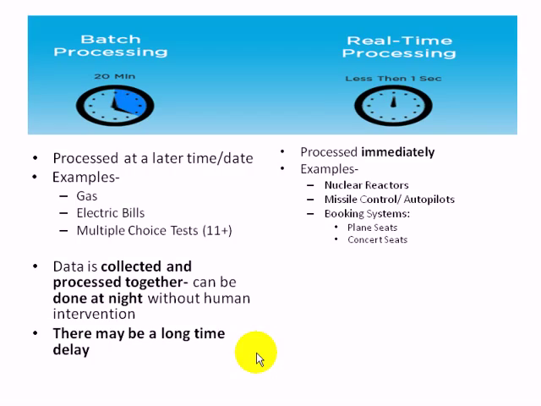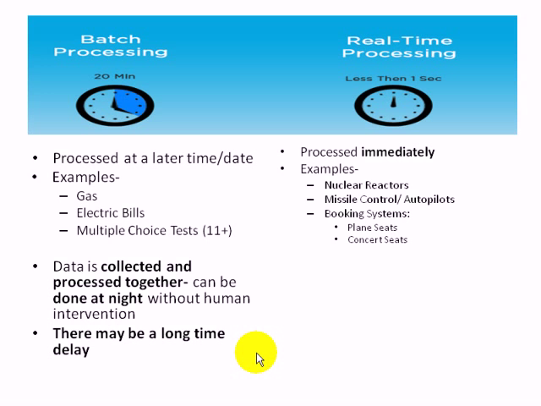So we'll look at batch in more detail. The data is collected together and processed together. This can be done at night and without human intervention. That's very important to note. So this can be done whenever the processing doesn't need to be done immediately. There can be a long time delay, however.